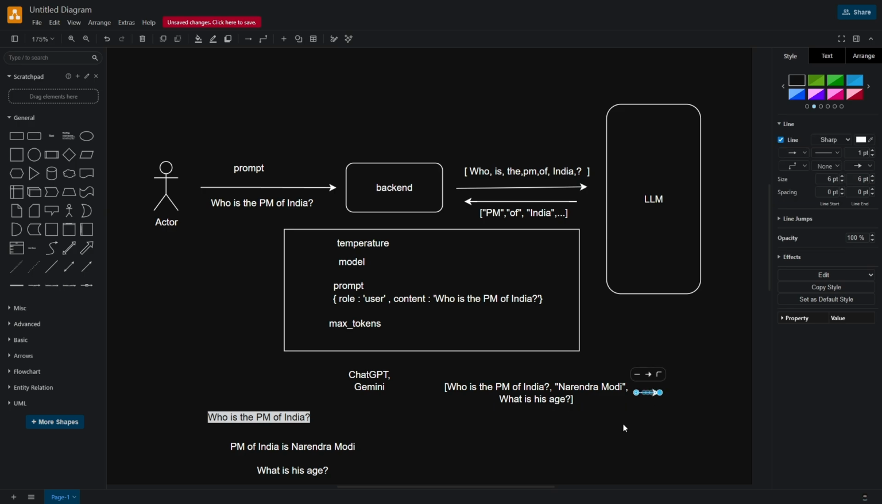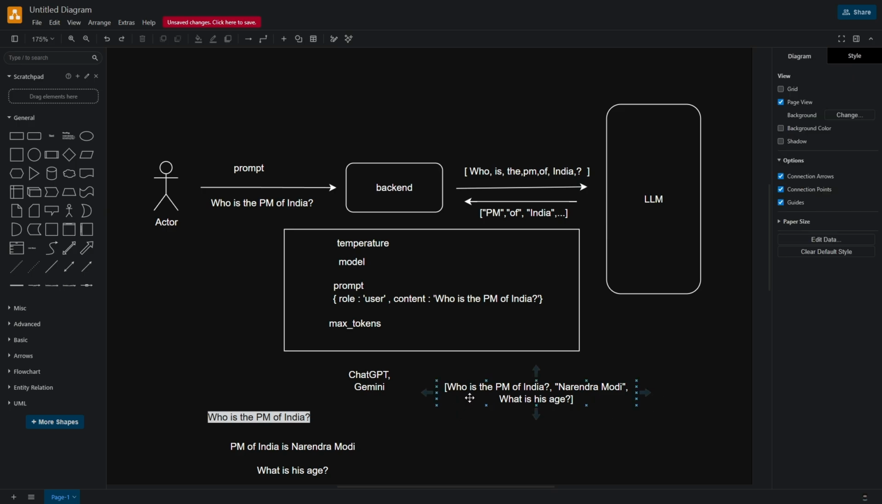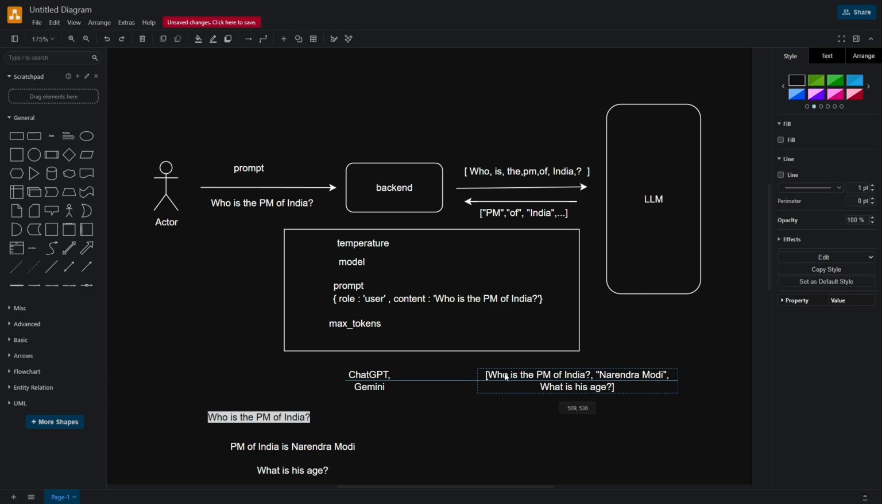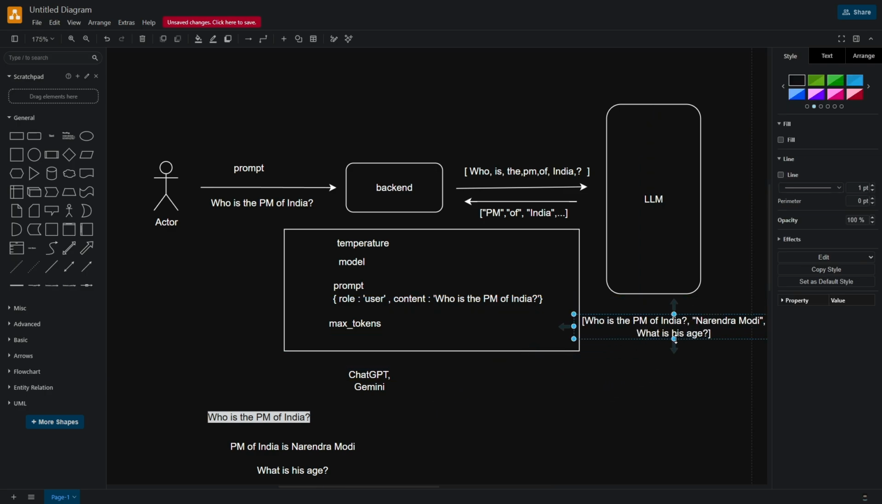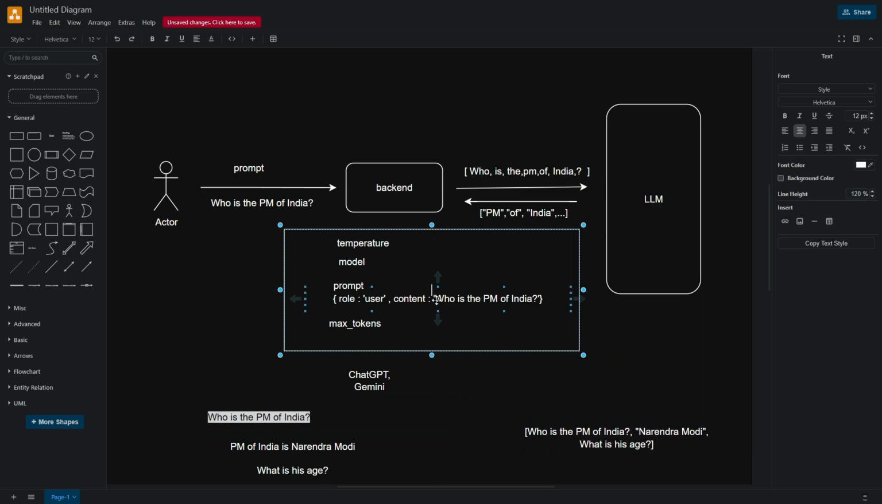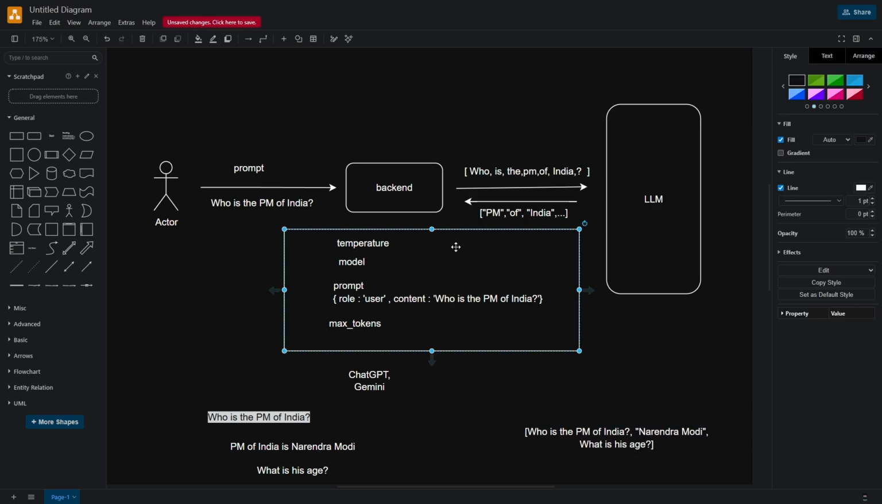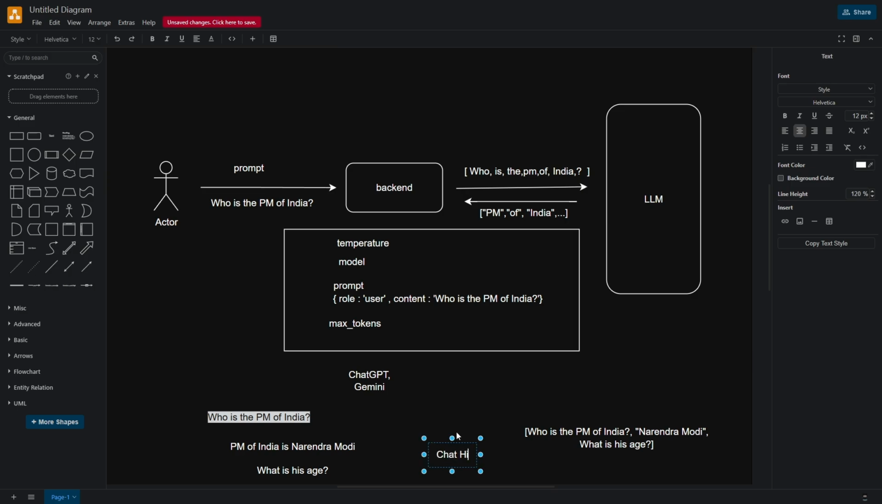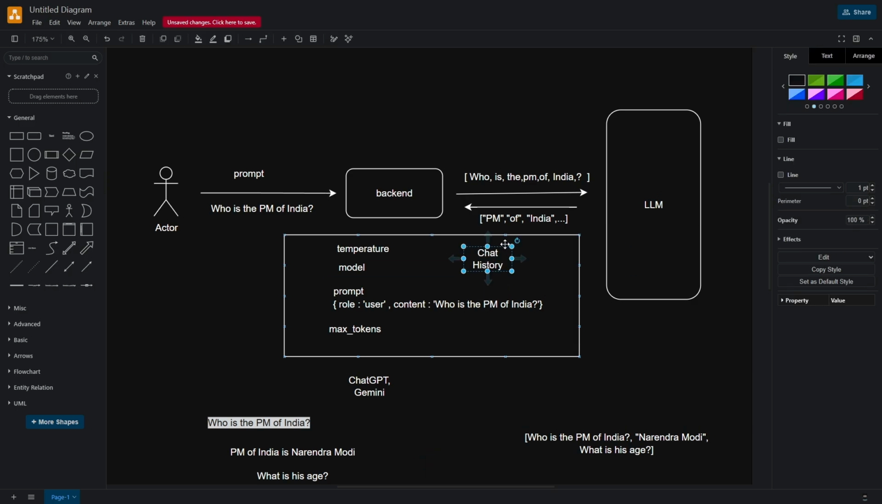Now what goes to the LLM is this whole thing: "Who is the PM of India? It's Narendra Modi. And what is his age?" So now the LLM knows what "his" represents. Here "his" represents Narendra Modi. Based on this, the LLM will give us the response. This concept is known as chat history. We also need to maintain this in our backend. Let me add it here.